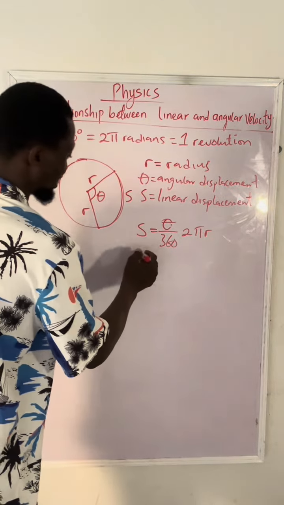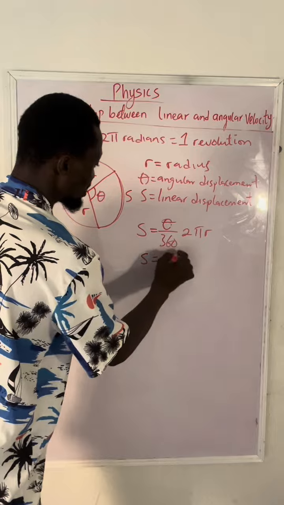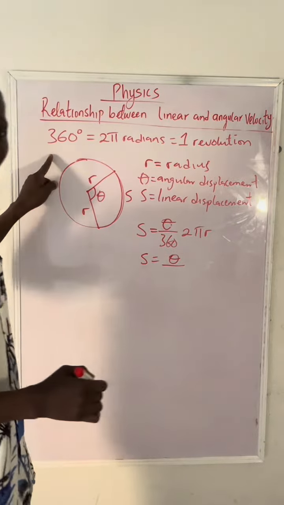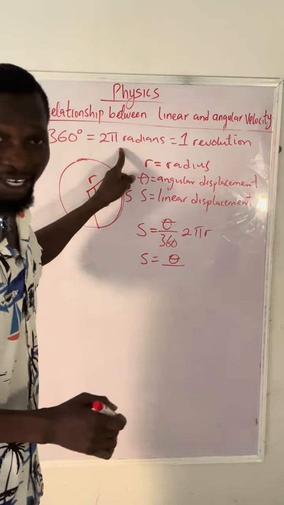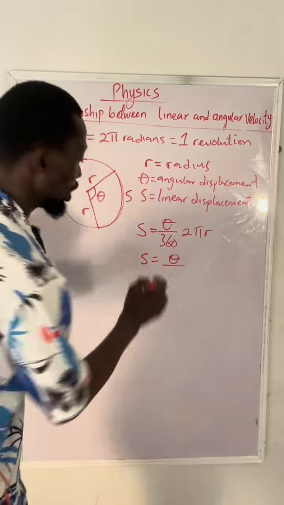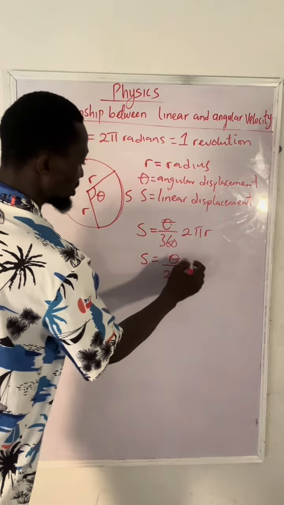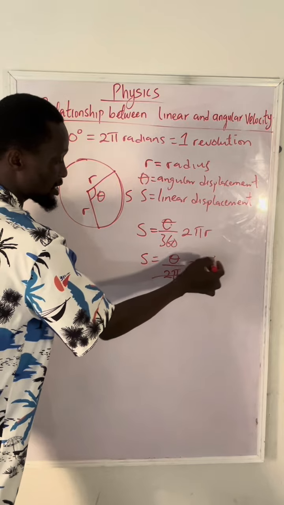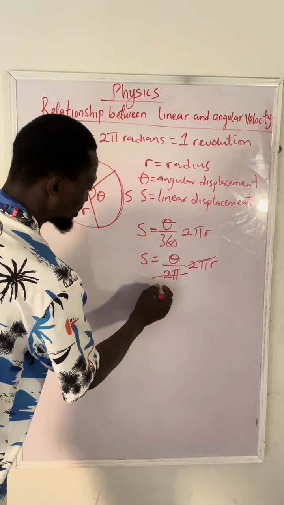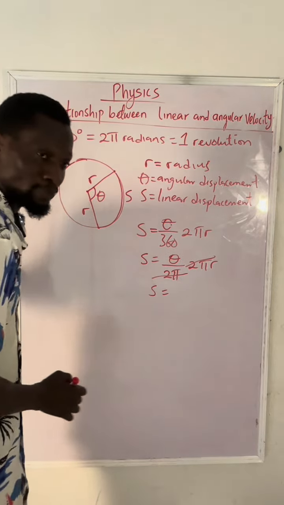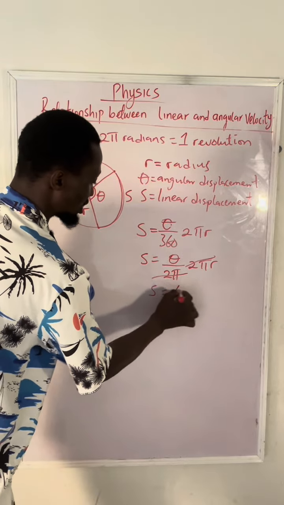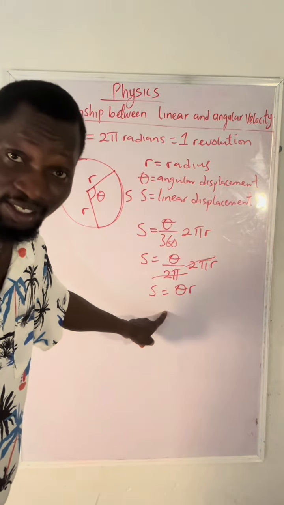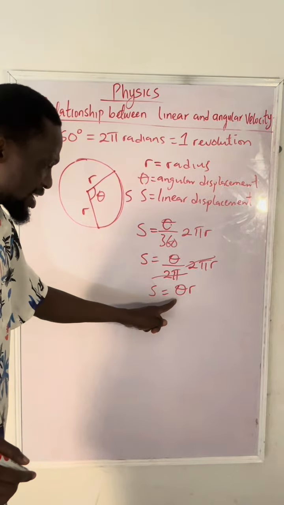So what we are going to do is that S is equal to theta over, now how many radians is 360 degrees? Remember here that I said 360 degrees is 2 pi radians. So anywhere I see 360 degrees, I'll put 2 pi. So I'm going to put 2 pi here, then 2 pi r, right? Now, you can see this 2 pi down here, and this 2 pi up here, they will cancel each other. And at the end of the day, my S is equal to theta r. But don't forget that this calculation is done in radians. Don't forget that.